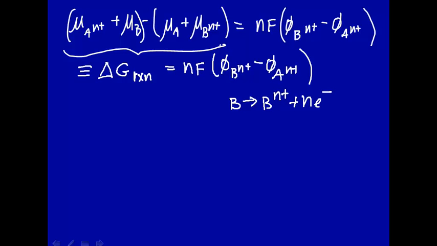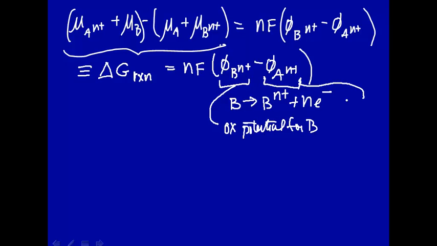This is that minus that, but there's no electric potential here, so it's just that. And similarly that. So these are oxidation potentials. This is the oxidation potential for B, and this is the oxidation potential for A, because of the way you've written it here.